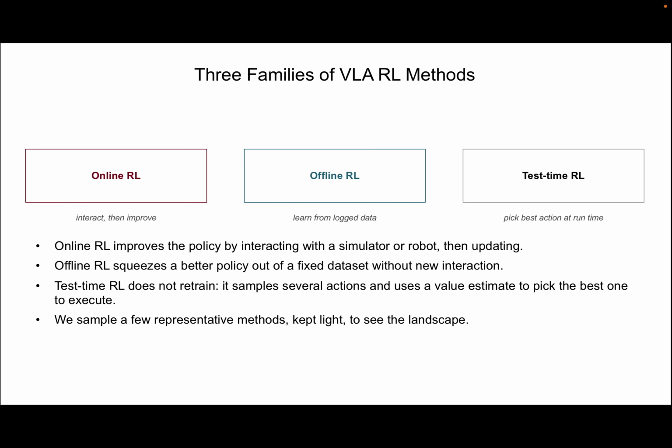Online RL improves the policy by interacting with a simulator of the robot and updating. But offline RL squeezes a better policy out of a fixed dataset without new interaction. And test time RL does not retrain. From a pre-trained policy, we just sample several actions and use a value estimate to pick the best one to execute. We sample a few representative methods, kept light to see the landscape.